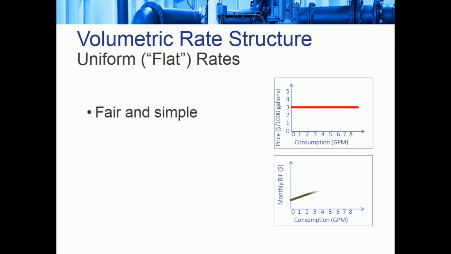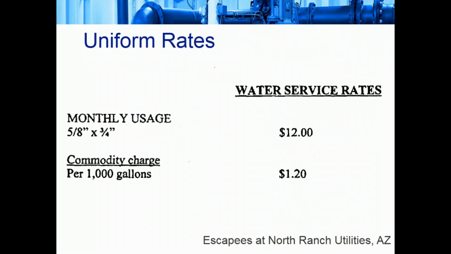So as you look at that bill, there's a little bit of the base charge, and then the bill just climbs in a straight, steady line every 1,000 gallons. And some of you may use 100 cubic feet or other units of measurement. That's fine. You can set the price accordingly. Now, the Escapees at North Ranch Utilities in Arizona has this type of rate structure where it's $12 per month, and then it's $1.20 per 1,000 gallons for the commodity. Just a very basic uniform rate.